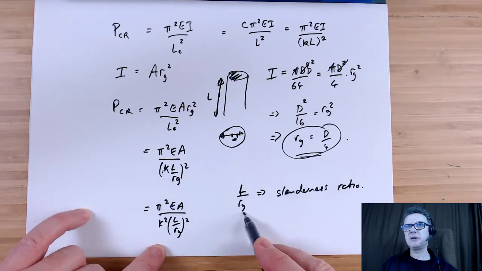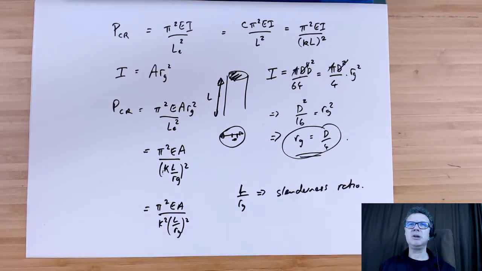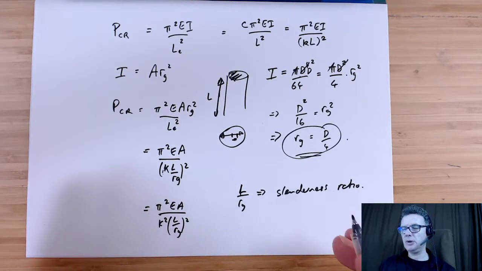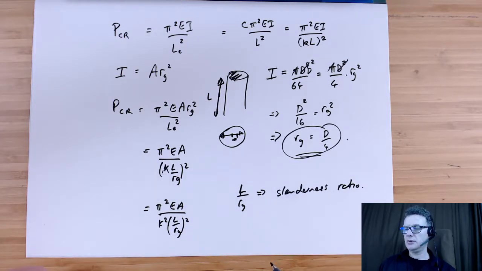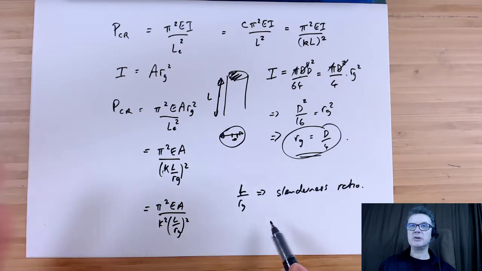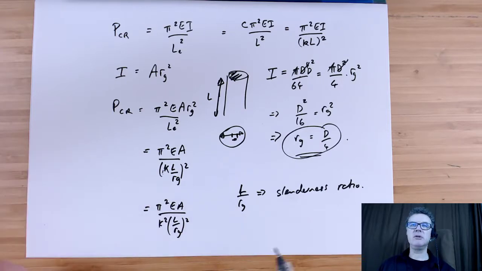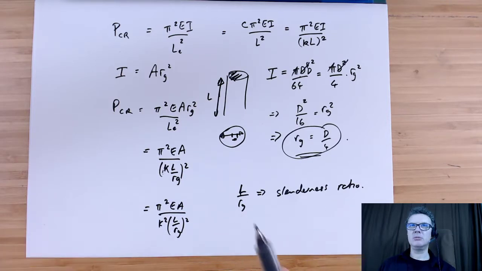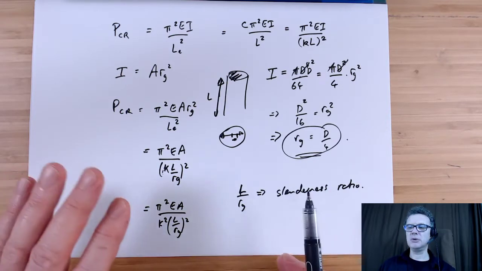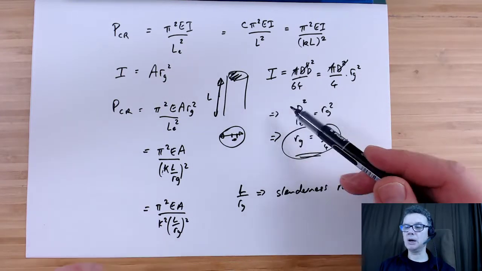Alright, so if that's somewhere between 20 and 100, then more than likely you're in a transition between something that we would structurally consider to be short and stocky to something that's long and slender. So if you're looking at L over Rg ratios certainly above 20, then you need to start worrying that your column is going to collapse, not by getting squashed, but by actually just buckling away.